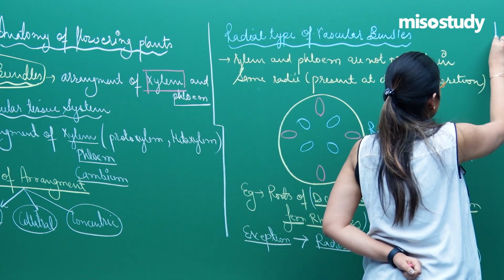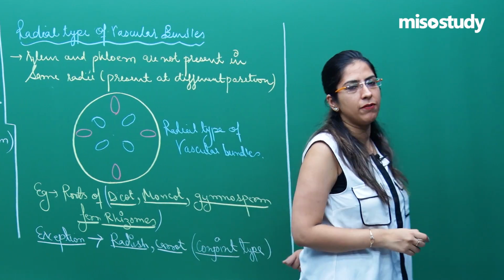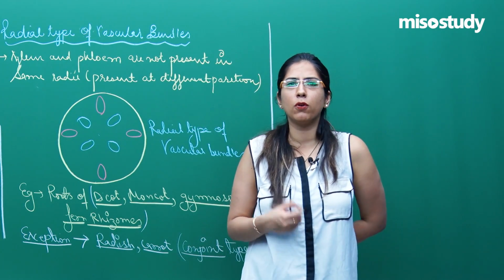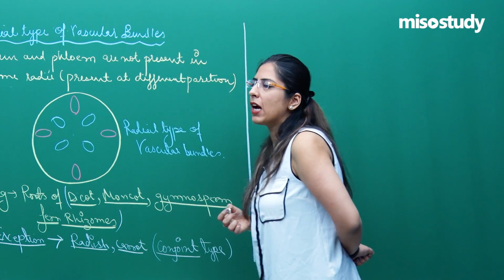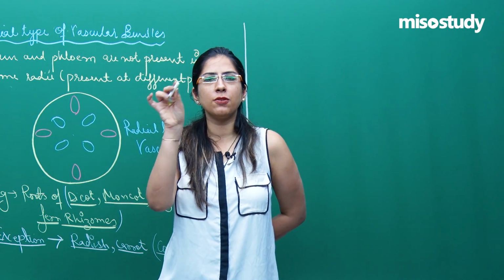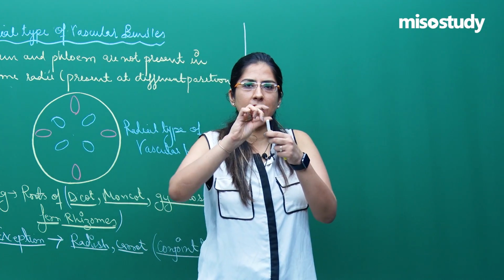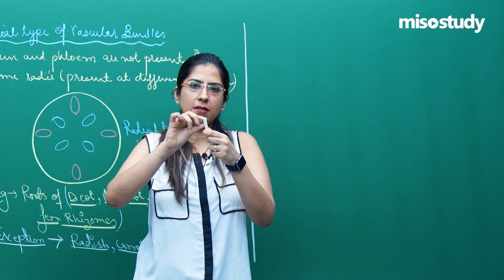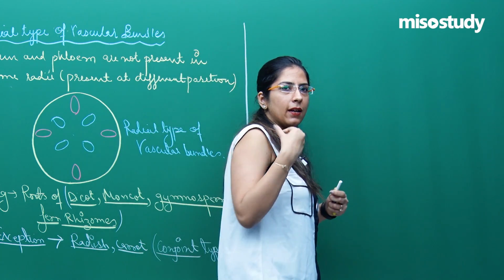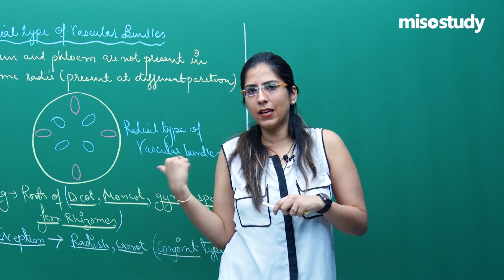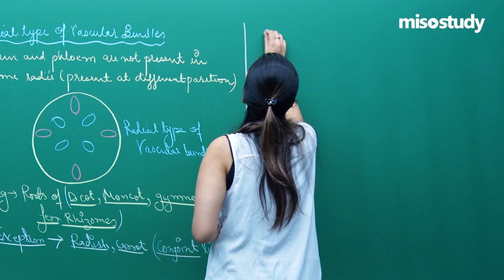Now let's talk about the second type. The second type of arrangement is called the conjoint type, which includes collateral type and bicollateral type. We will be discussing that. In the radial type, there is no proper arrangement of the xylem and the phloem. In the conjoint type, the phloem is present in the periphery and the xylem is present towards the center, that means towards the pith. In this type, they are present in the same radii. Earlier in radial, they were not present in the same radii. Let's talk about the conjoint type.